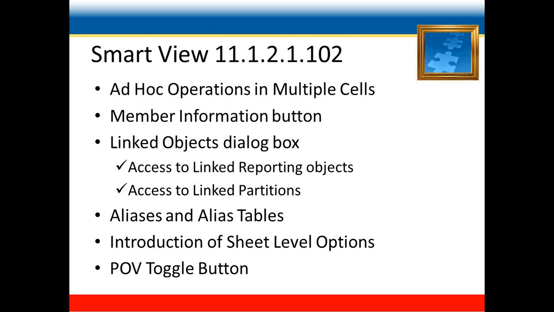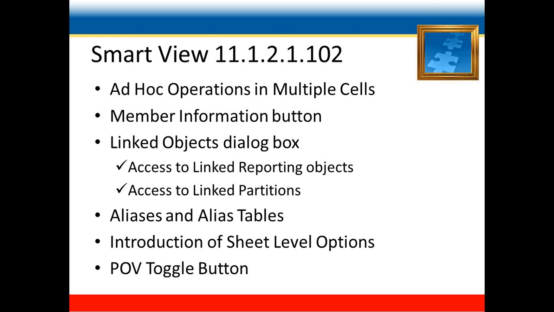Then there was an option for aliases and alias table. You can display member names and their aliases from the currently selected alias table together in the same row. Then there was some introduction of new sheet level options, such as member options, data options, and formatting options.